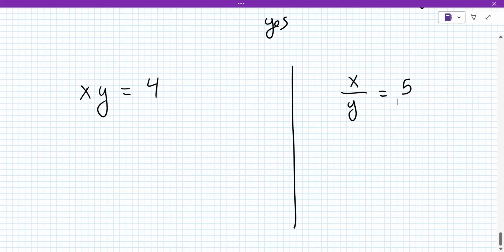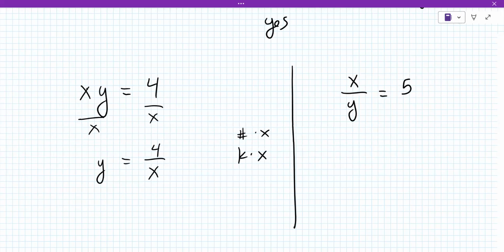Divide by x. Divide by x, yeah. This is 4 divided by x. Is this direct variation? Well, it's got to be k times x, a number, and then x. Oh, fraction bar, so no. One's a no, big fat no, which means the other one is, but I'd like you to solve for it.